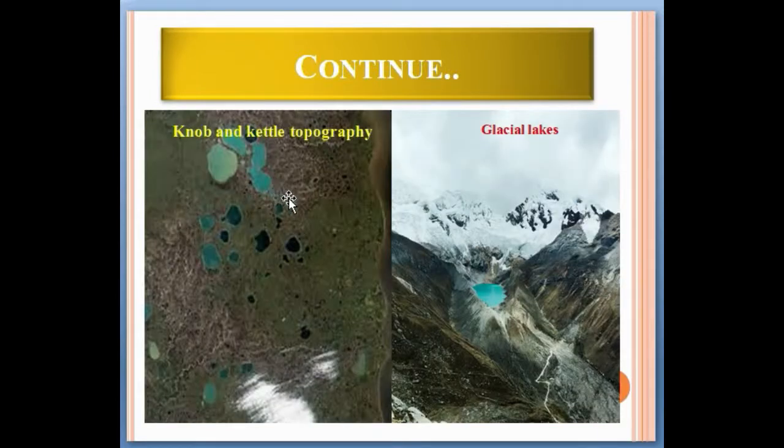Knob and kettle topography. So knob and kettle topography is a rough irregular surface of knobby hills and deep hollows. As you can see, there are lots of deep hollows. Glacial lakes. So glacial lakes occupy the cirques, and they are long, deep, narrow lakes. Those form in between the ice-capped mountains.